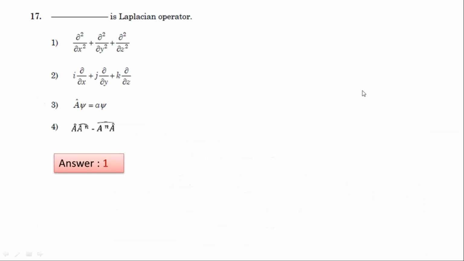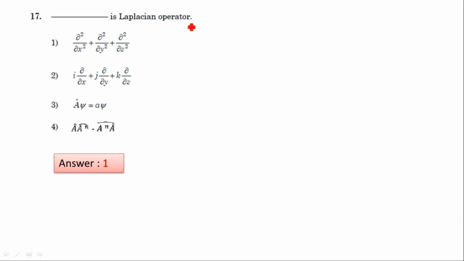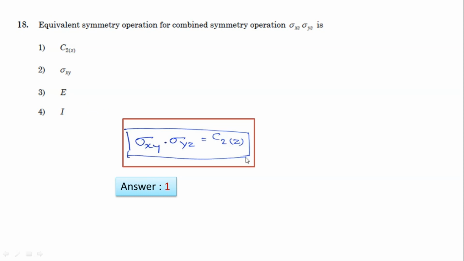Here, which is a Laplacian operator, is answer 1. Answer 1 is a Laplacian operator. Next question, 18. Equivalent symmetry operation for the combined symmetry operation sigma xz into sigma yz, and you multiply sigma xy and sigma yz, you will get a C2 axis. It's a C2z. So answer 1 is correct.